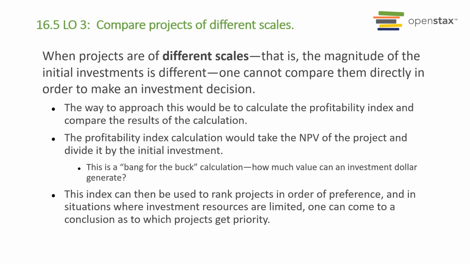When projects are of different scales, i.e. the magnitude of the initial investment is different, one cannot compare them directly in order to make an investment decision. The way to approach this is to calculate the profitability index and compare the results. The profitability index calculation will take the NPV of the project and divide it by the initial investment. This is the bang for the buck calculation. How much value can an investment dollar generate? Projects can be ranked in terms of their ability to generate value per investment dollar.